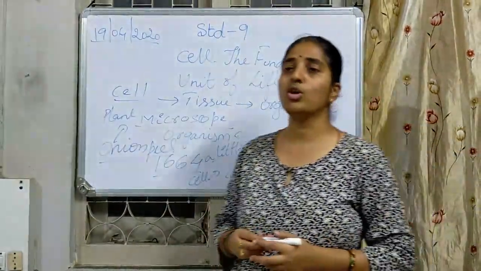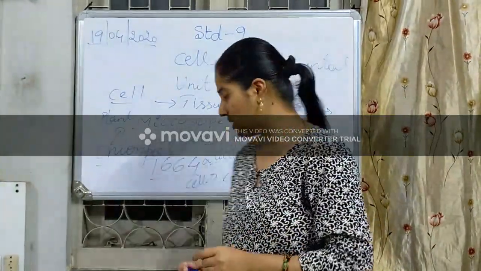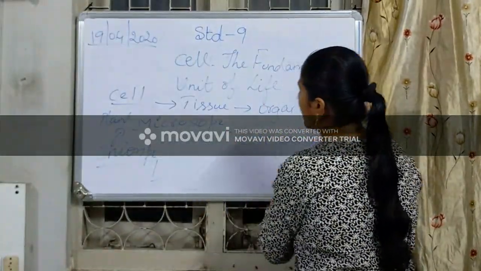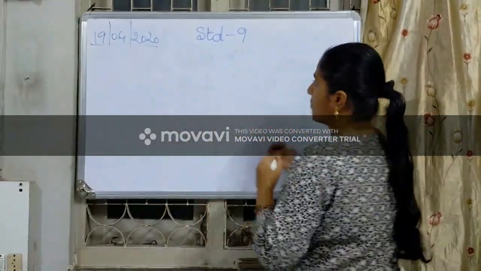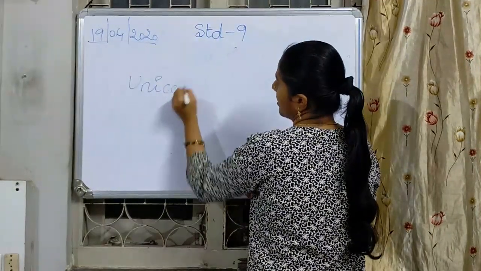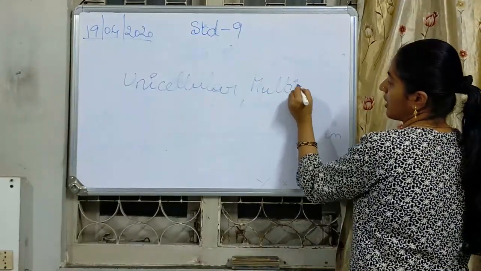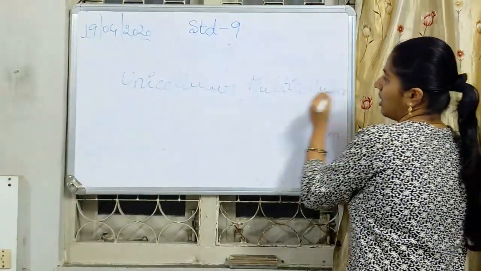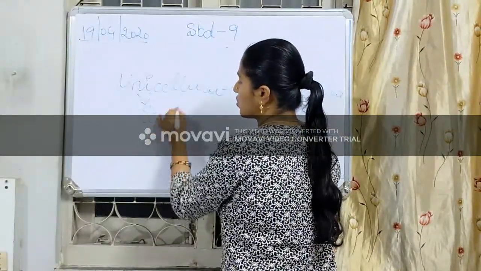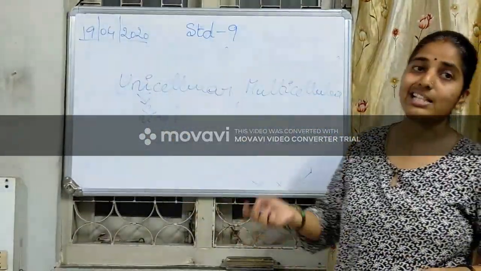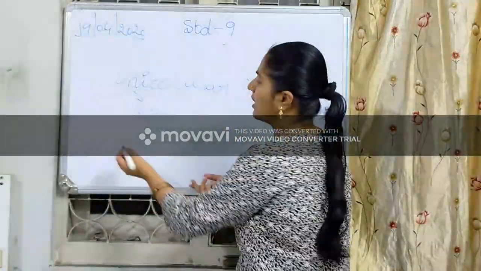Cells are mainly of two categories we are going to speak about. One is unicellular and another is multicellular. What is meant by unicellular and what do you mean by multicellular? In the lower classes you have studied, still I am giving a small introduction about this. Uni means single. Whatever consists of a single cell is called unicellular.